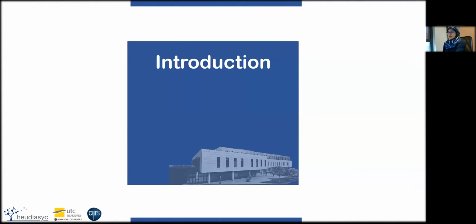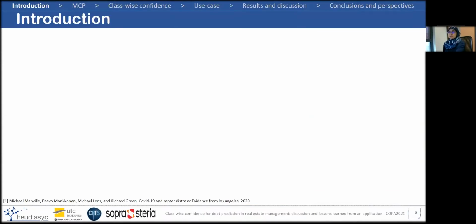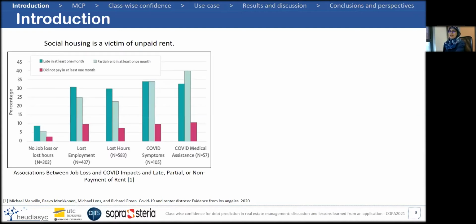First, I introduced the subject and its importance. It is related to social housing and how it is a victim of unpaid rent, and we can see that obviously in the last few years because of COVID. Here is a little study that was done in the USA, where we see the impact of losing jobs and getting sick because of COVID-19 and how it influenced rent payment. A lot of people couldn't pay their rent anymore.